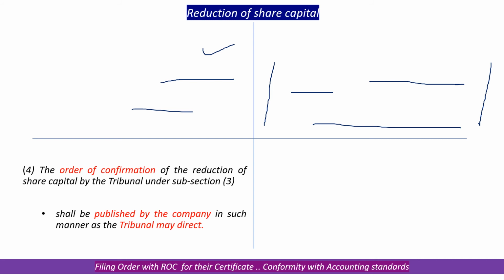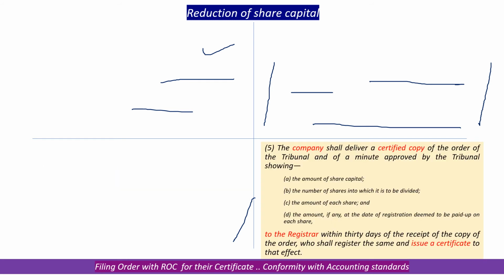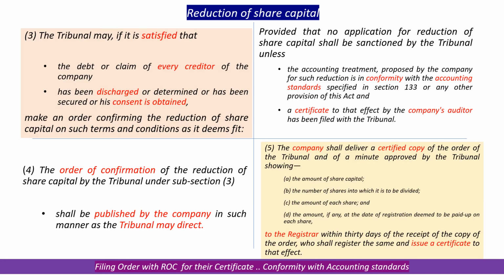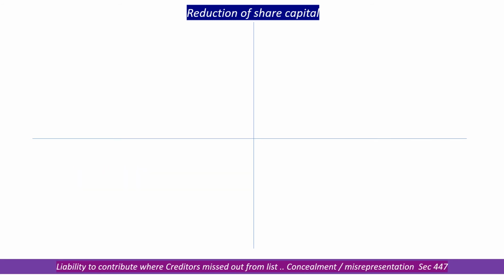The order of confirmation issued by the tribunal will be published by the company in such manner as the tribunal may direct, and a certified copy of the tribunal order indicating the amount of capital, number of shares, amount of each share, and amount deemed to be paid up on the share is filed with the registrar within 30 days. And the registrar will issue a certificate to that effect. With that, the reduction of capital is presumed to be completed.